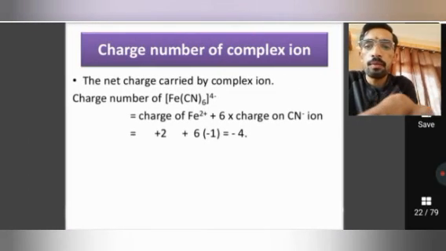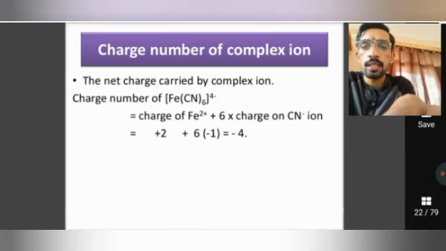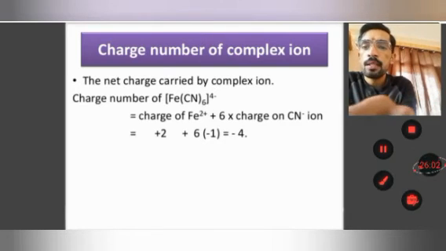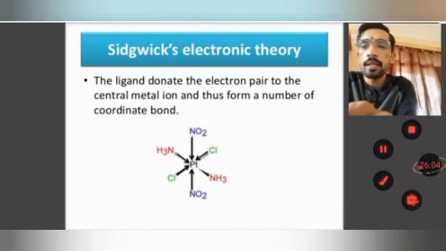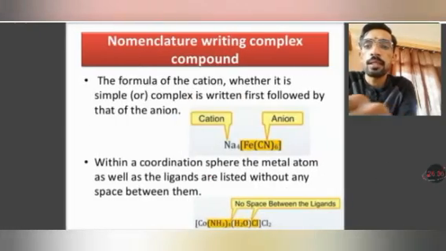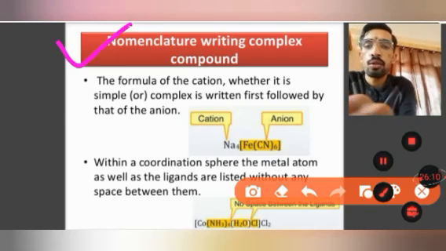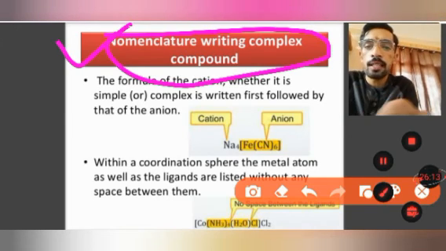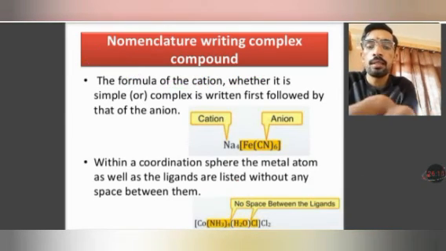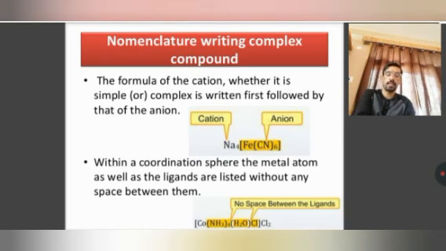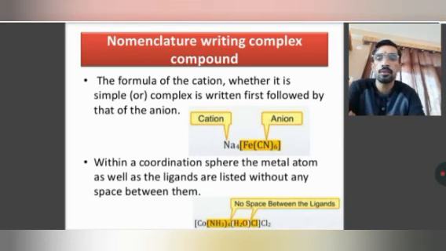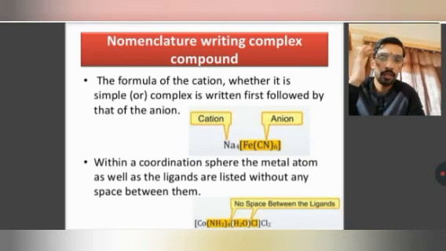After this, charge number of complex ion. So how to calculate the charge number of complex ion? So these things we will do tomorrow. Coordination polyhedron, effective atomic number. Then most important is nomenclature. So in tomorrow's video I'm going to take the nomenclature. Hope so, all the definitions, all the terms, classification of coordination compounds, Werner's theory, all these things you understood.